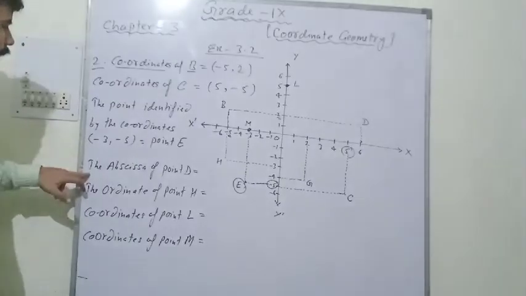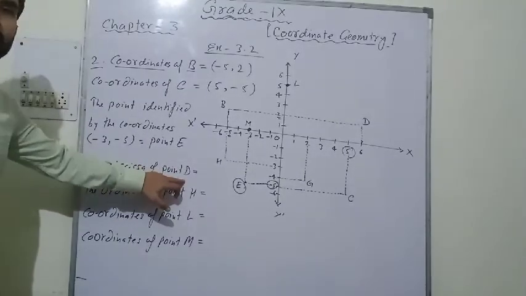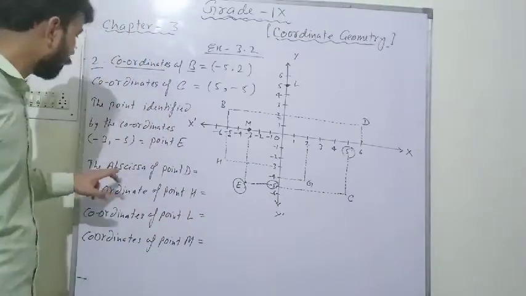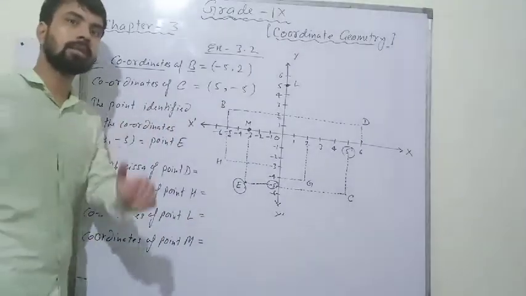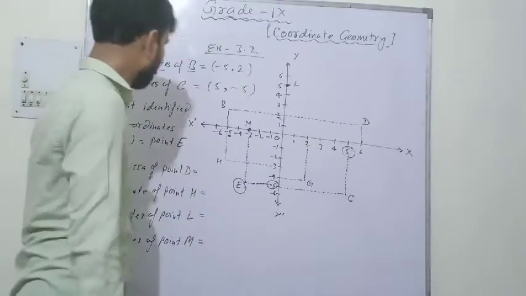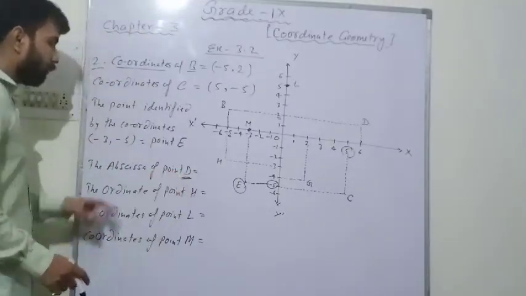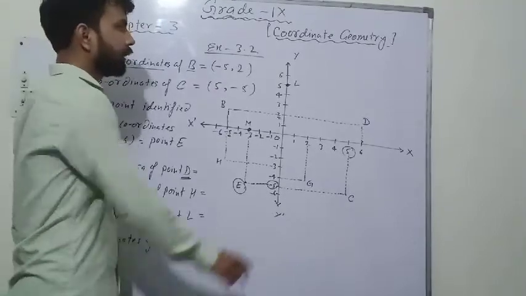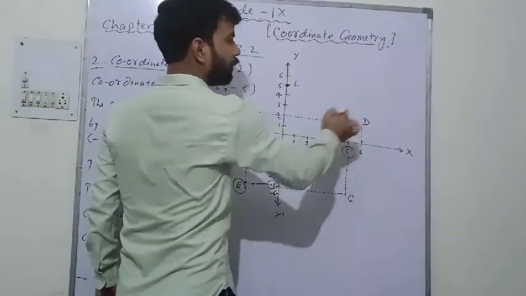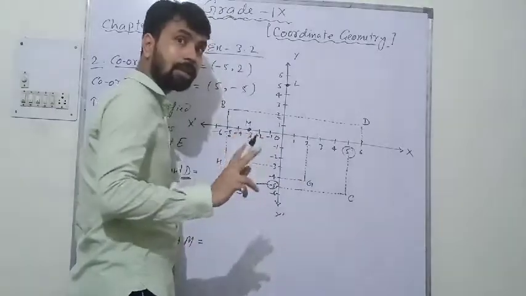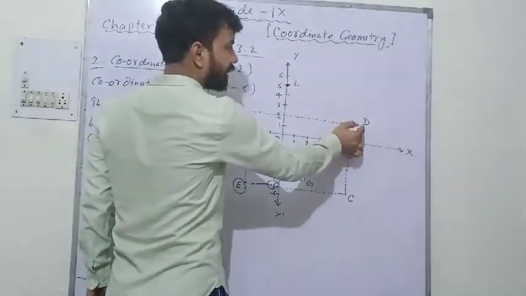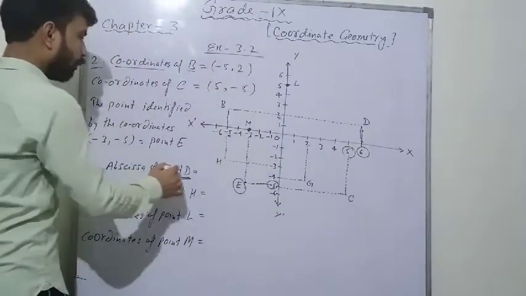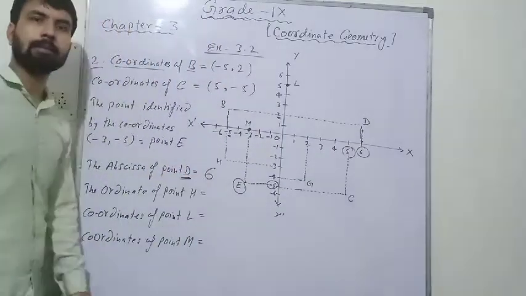Next is the abscissa of point D. Now question is not asking about the coordinates. Question is asking about abscissa. You know that abscissa is a point on x-axis. So at point D, what is the abscissa? So first of all we have to find where is D. D point is this. So here what is abscissa? Abscissa means X point. So on x-axis which point is here? That is 6. So abscissa of point D is 6.